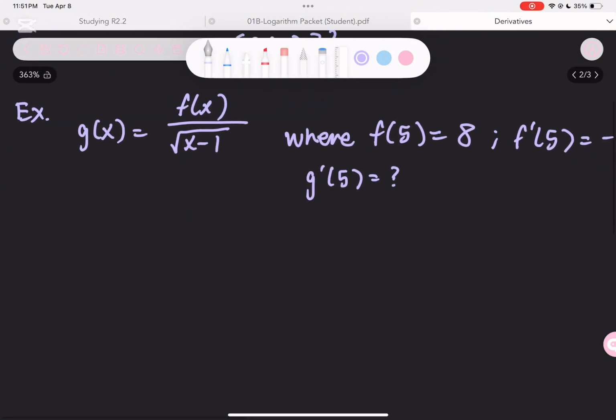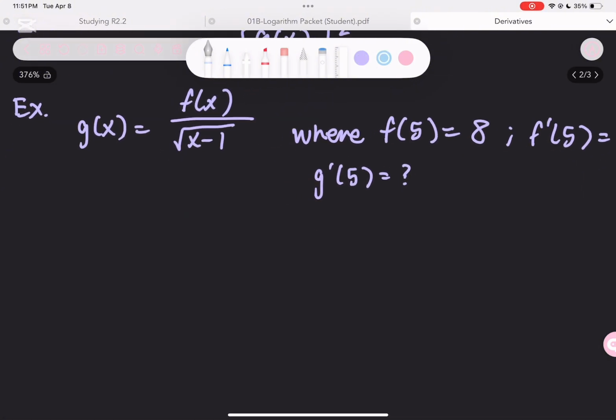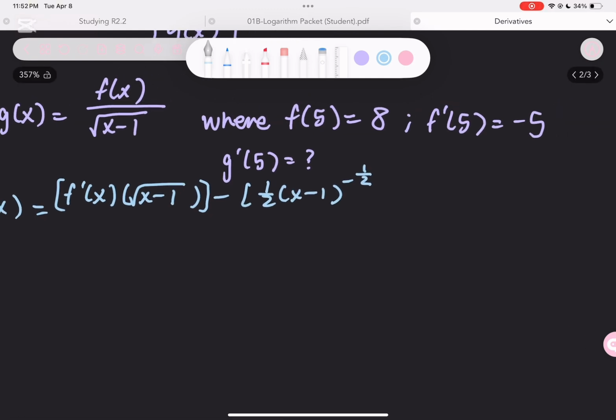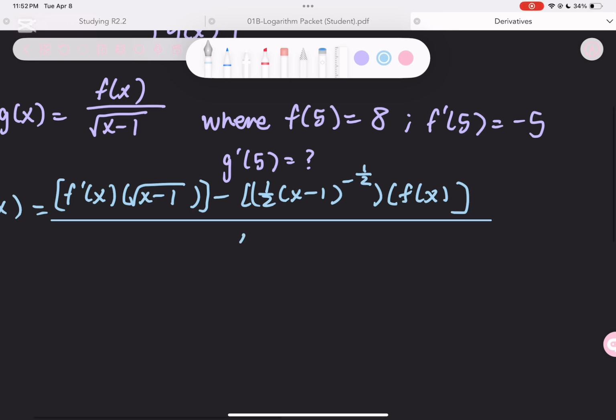Good question. Okay, so we're going to use the quotient rule on this thing. So g prime of x is going to be f prime of x, bracket x minus 1 to the half, minus, put it in brackets, the derivative of root x minus 1, which would be half x minus 1 to the negative 1 over 2. This is multiplied by f of x, I should put that in brackets, f of x. And then all of this is over x minus 1 squared.